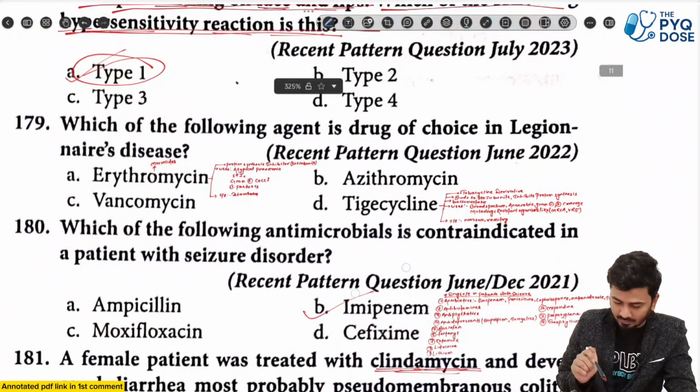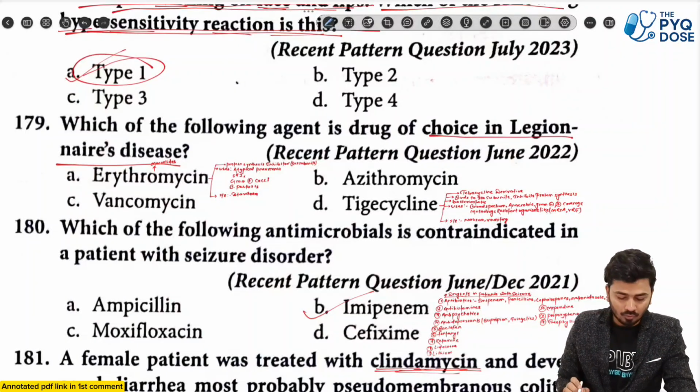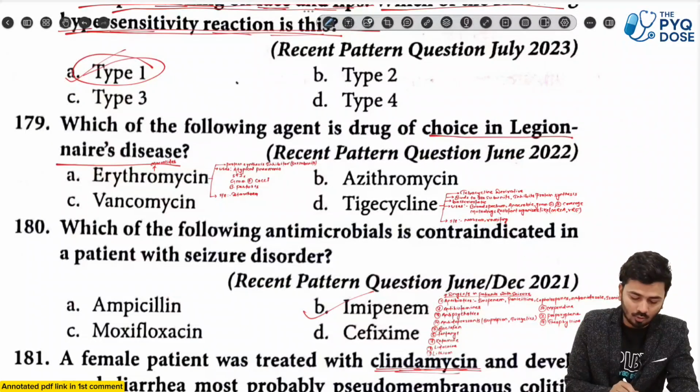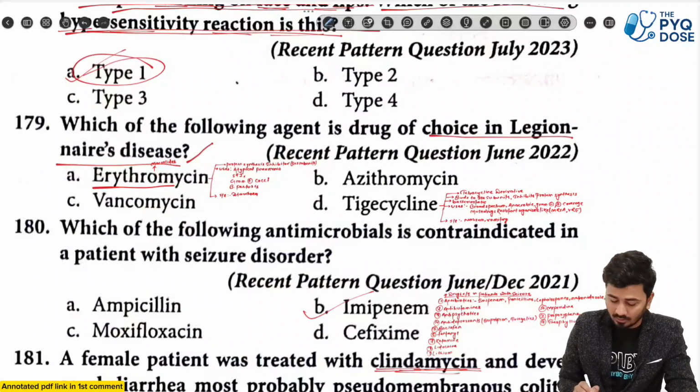Which of the following agents is the drug of choice in Legionnaires' disease? So in Legionnaires' disease, which will be the drug of choice? Let's see. Erythromycin is a macrolide, isn't it? Tigecycline is a tetracycline.